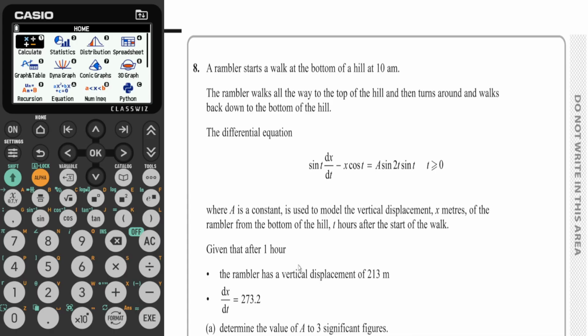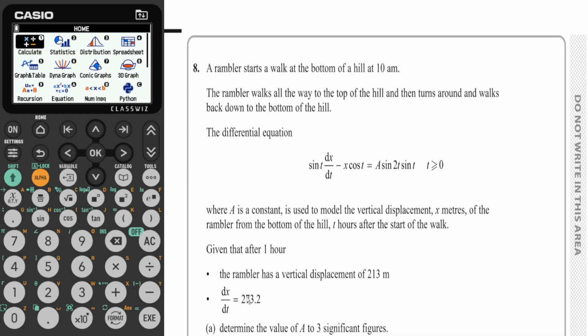Question number 8. A rambler starts a walk at the bottom of a hill at 10 a.m. The rambler walks all the way to the top of the hill and then turns around and walks back down to the bottom of the hill. The differential equation sin t times dx over dt subtract x times cos t equals a sin 2t sin t, where t is greater than or equal to 0 and a is a constant, is used to model the vertical displacement x meters of the rambler from the bottom of the hill t hours after the start of the walk.